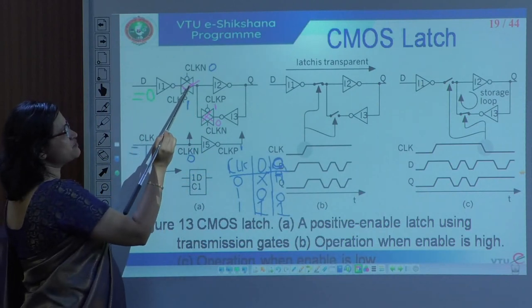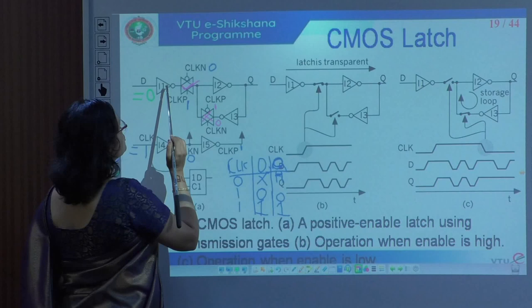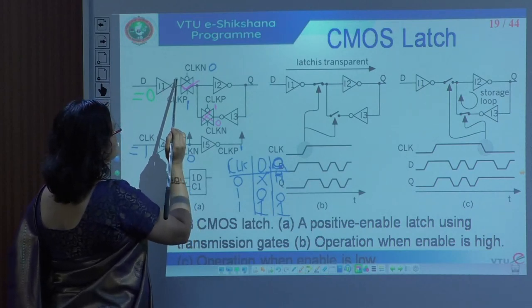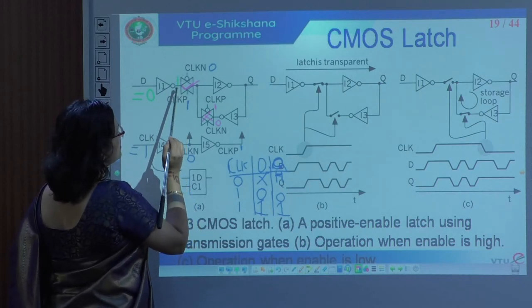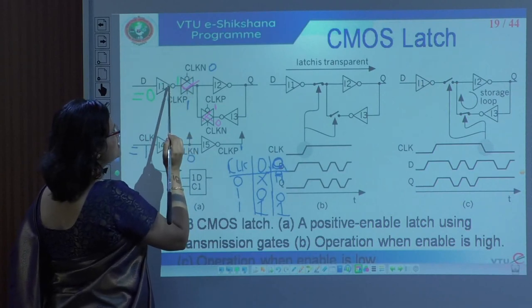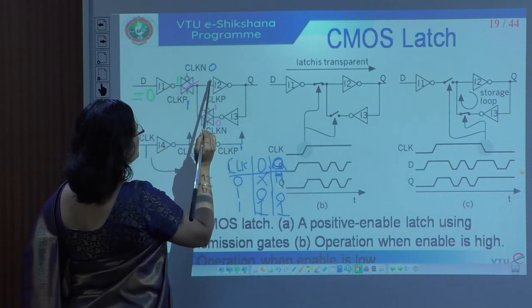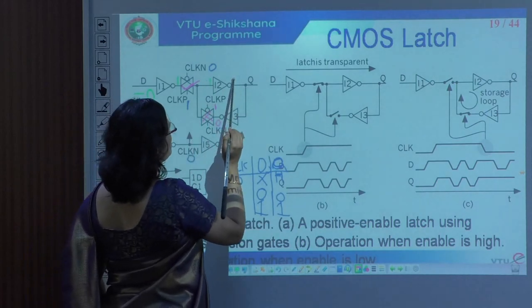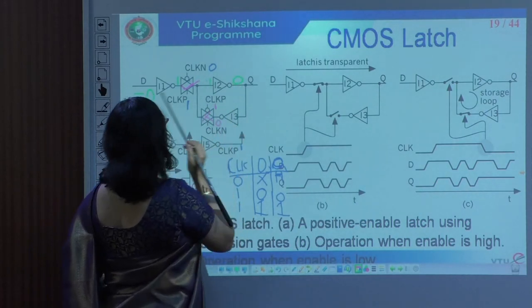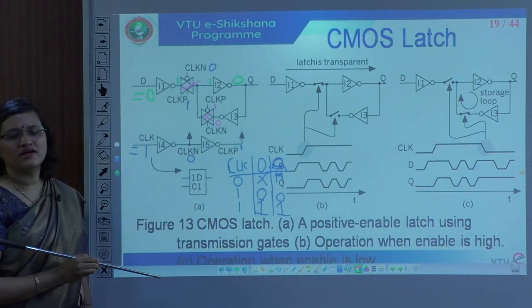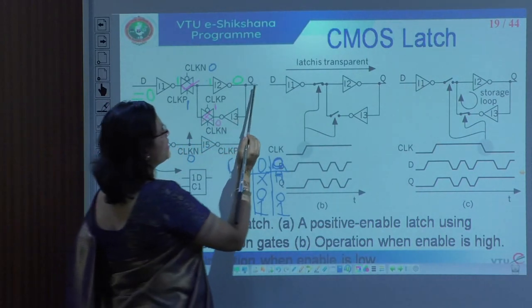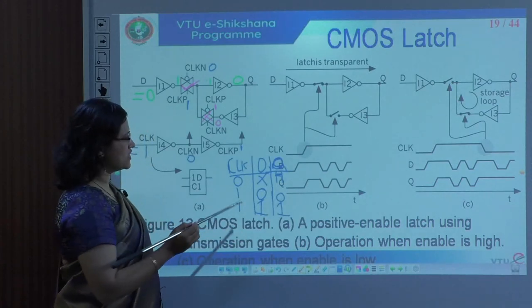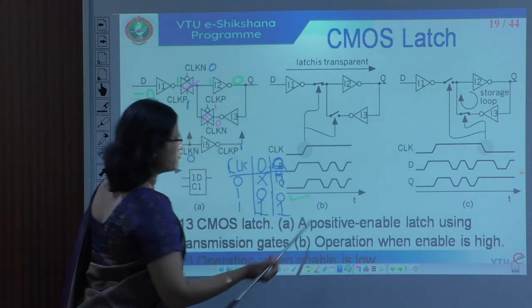Since this transmission gate is turned on, due to the presence of this inverter, I get 1 here. The transmission gate's job is just passing the value. So here it is 1, and then I get the output as 0. What is the input I have applied? D as 0. What is the output I am getting here? Q as 0. So this condition is satisfied now.